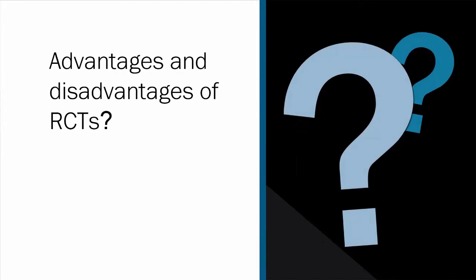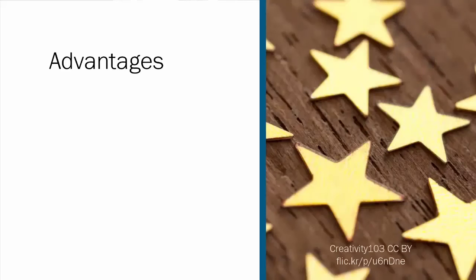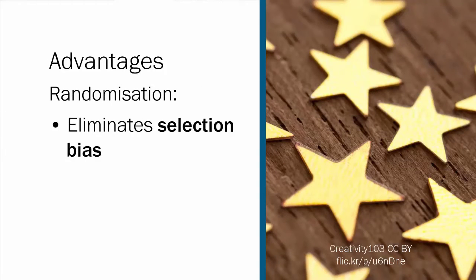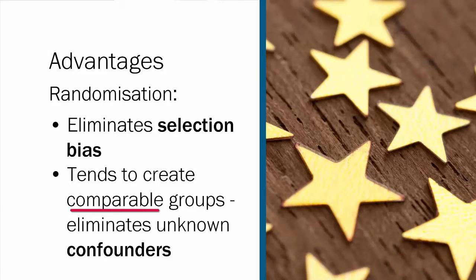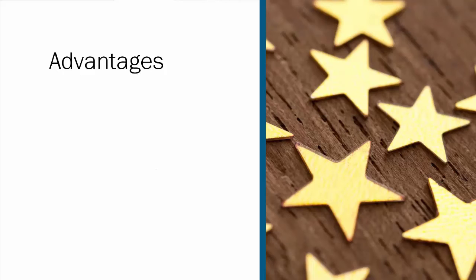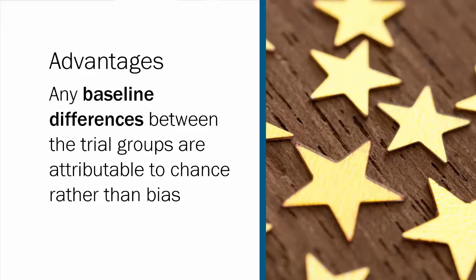What are the advantages and disadvantages of randomized controlled trials? Advantages. Randomization eliminates selection bias as the participant is not allocated to the intervention or control group by the researcher. Randomization tends to create groups that are comparable for all factors, both known and unknown, that may influence the outcome. This eliminates unknown confounders which, because they are unknown, are impossible to measure. Any baseline differences that exist between the trial groups are attributable to chance rather than bias.